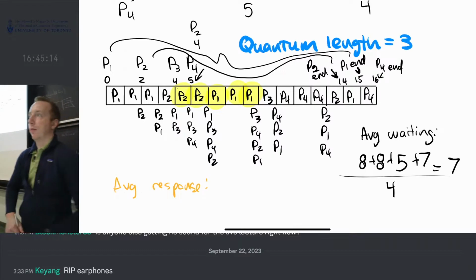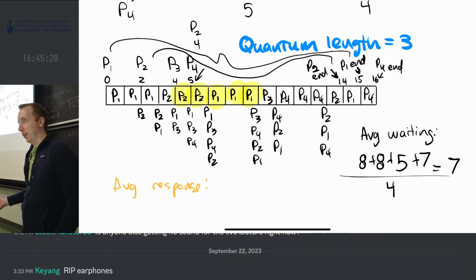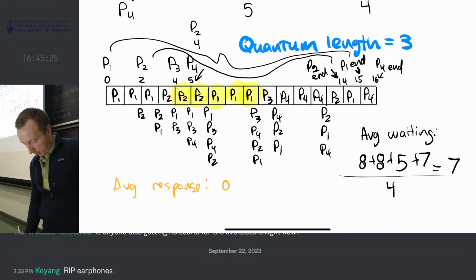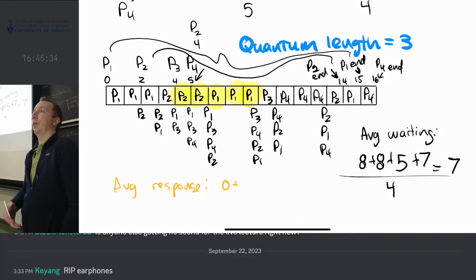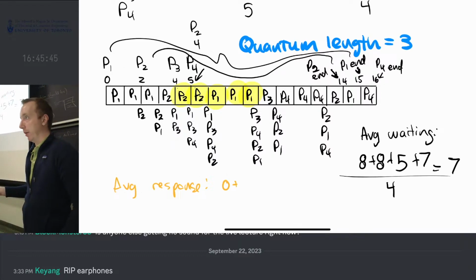which is slightly different. Remember, response is the time from when it arrived to the time it first started executing. So for process 1, its response time was 0 time units because it started executing immediately. And why do we care about response time? You might care about response time if this is an application you interact with. You want to see some response out of it as quickly as possible. The lower the response time, the better.